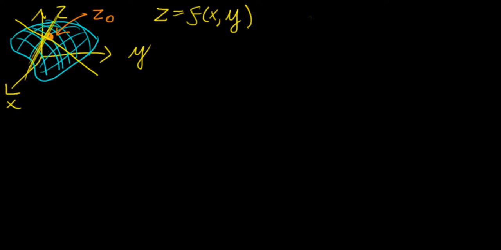But what if we were interested in finding the gradient in some other direction other than x or y? Obviously we have a lot of different choices, infinite choices here. So what if we wanted to find the gradient in a specific direction that we specify, in the direction of some unit vector u?